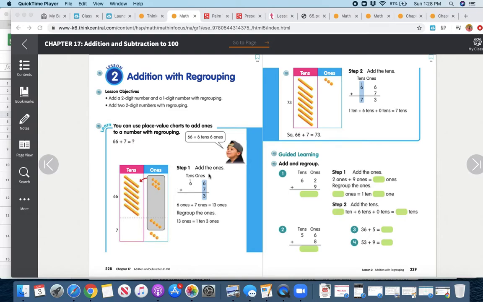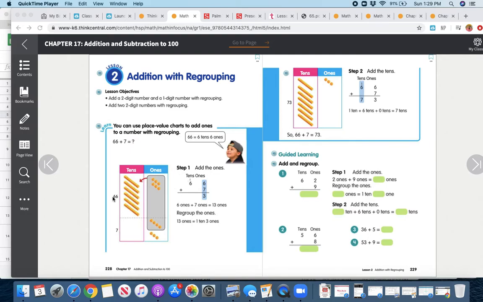So step 1, we always start with adding the ones. This is important because if we started with the tens, we would have 6 tens plus no tens equals 6 tens. However, because we will be making more than 10 ones, we're going to need to wait on the tens because we're going to need to regroup.